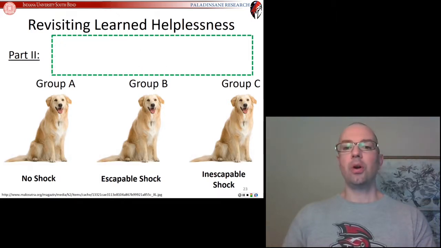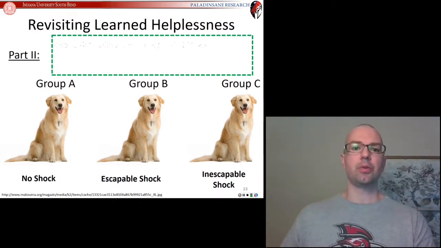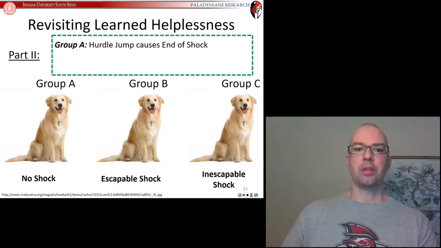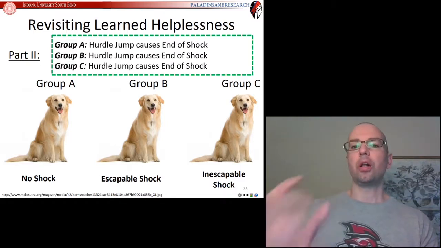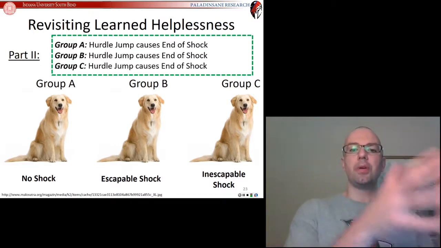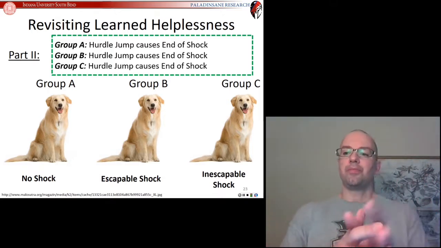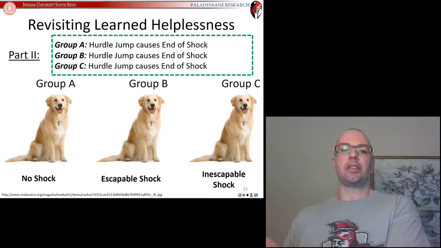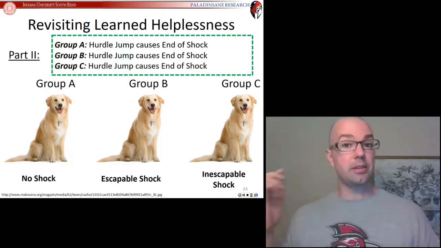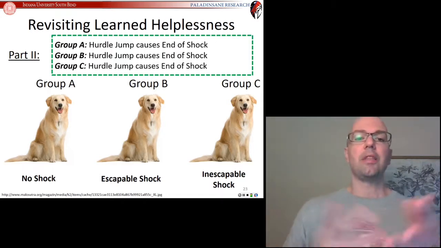However, for part 2, 1 contingency for all the groups. So Group A, Group B, and Group C were all under the contingency that the hurdle jump, that event, caused the end of the shock. So the hurdle jump caused the probable occurrence of the end of the shock. Again, in this case, it's 100% probability, but that was a contingency.